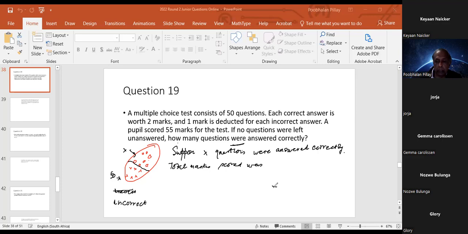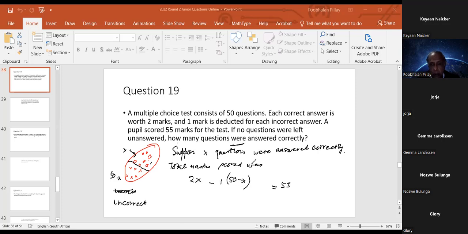On the one hand, it was 55. On the other hand, you can calculate it. You got X correct, and each correct answer got 2 marks. So these questions here would have earned 2X marks. But these remaining 50 minus X ones, you were penalized. 1 mark was subtracted for each one of them.